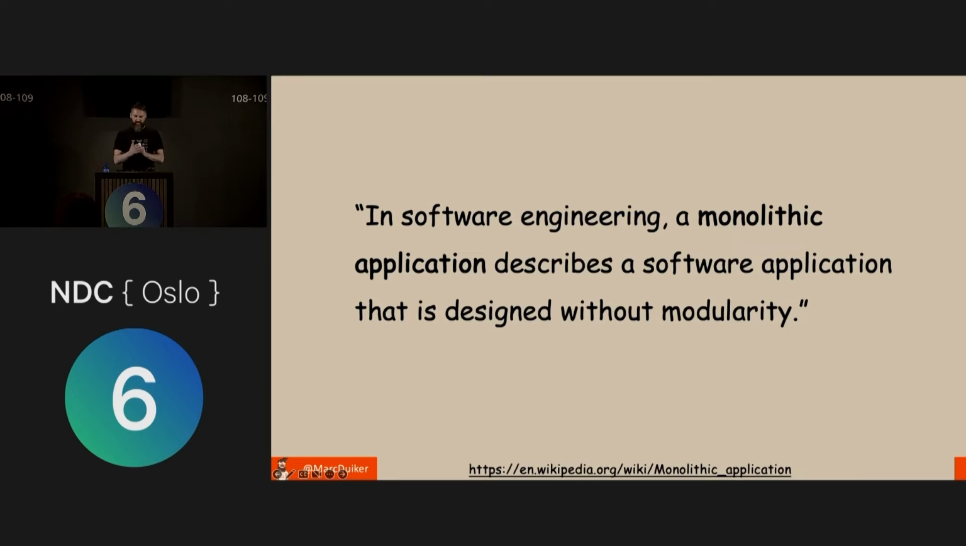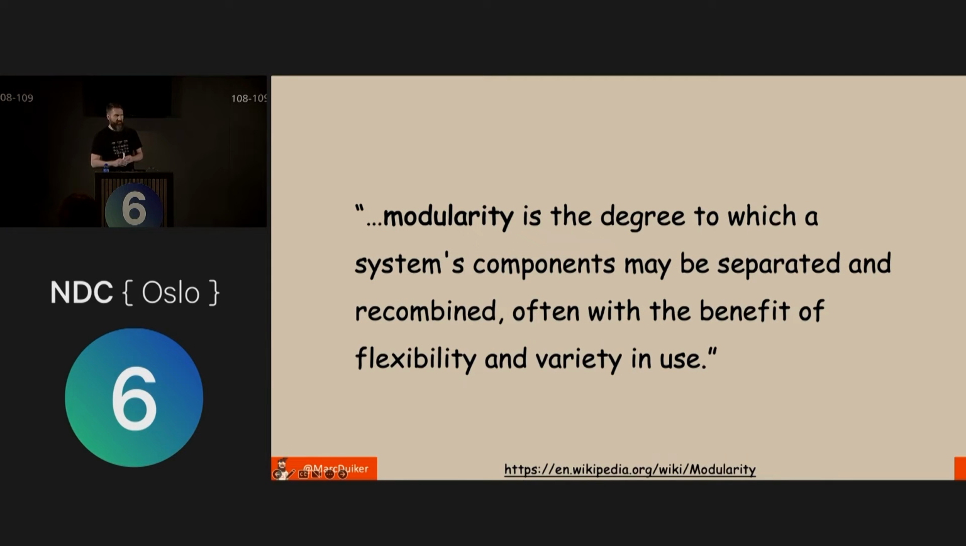I'm also always quoting Wikipedia. In software engineering, a monolithic application describes a software application that is designed without modularity. So I think the main key here is that it's designed, so it's intentional, without modularity. So let's also look at the definition of modularity. Modularity is a degree to which a system's components may be separated and recombined, often with the benefit of flexibility and variety in use. All right, but I think that's pretty clear.